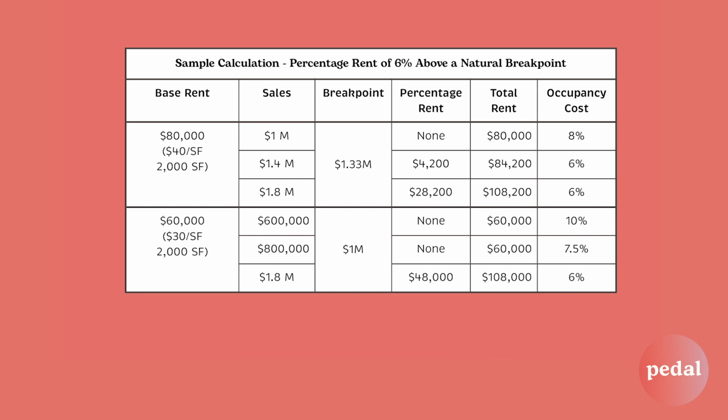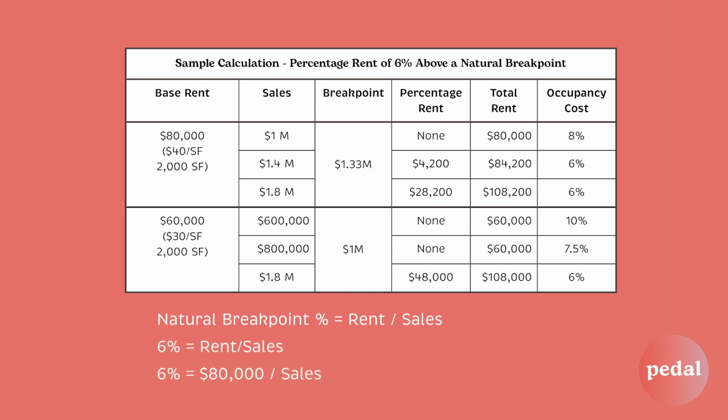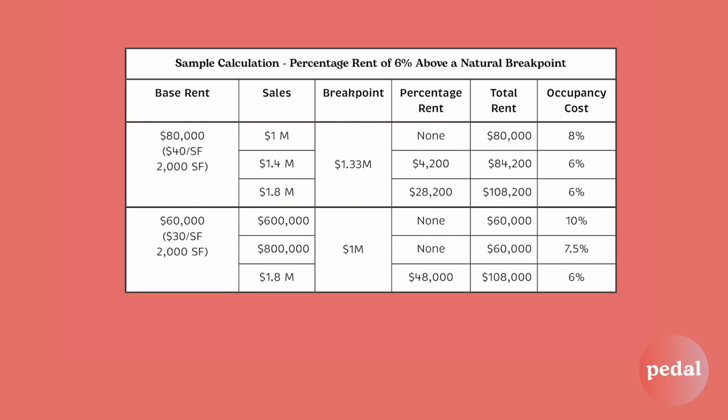So on the first 3 rows, the rent is $40 a square foot, 2,000 square feet, or $80,000 a year. The breakpoint is set off the rent. So at 6%, our breakpoint is $1.33 million. $80,000 is 6% of $1.33 million. On the first row, our sales are $1 million. Since that's less than the natural breakpoint, we don't owe any percentage rent. Our occupancy cost at $1 million of sales is 8%.